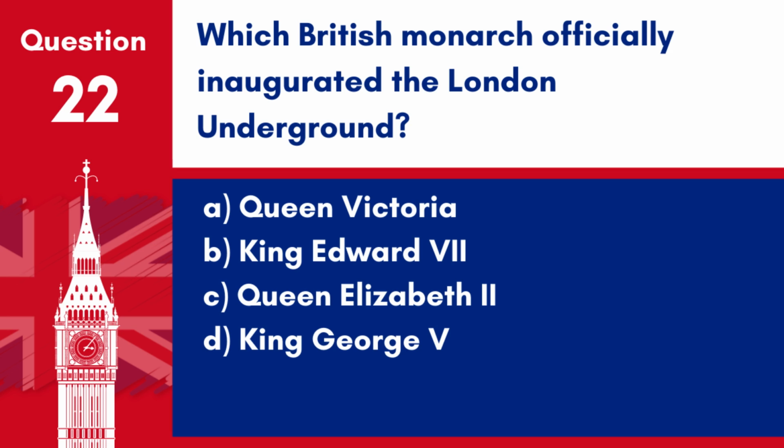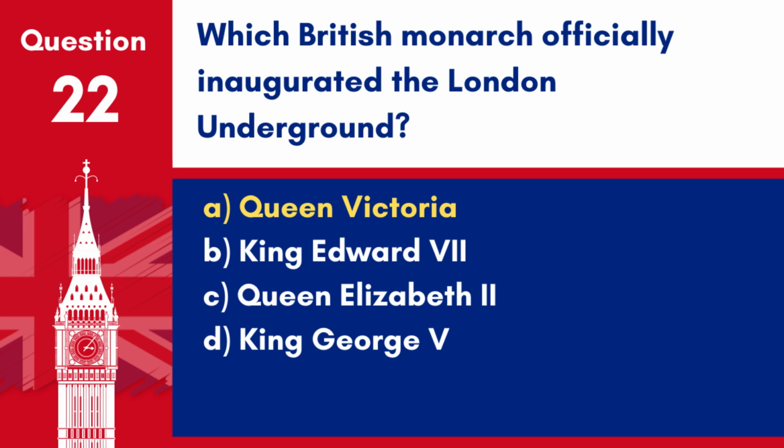Question 22. Which British monarch officially inaugurated the London Underground? A. Queen Victoria. B. King Edward VII. C. Queen Elizabeth II. D. King George V.